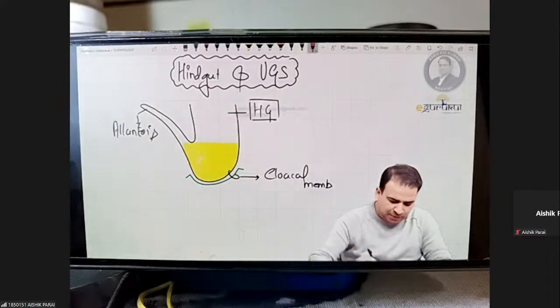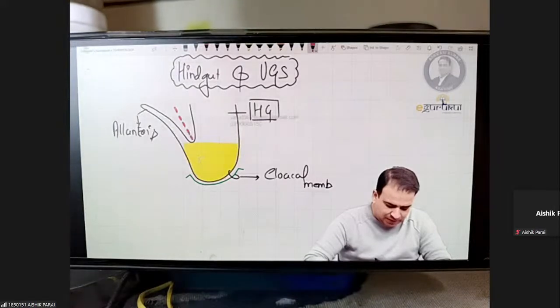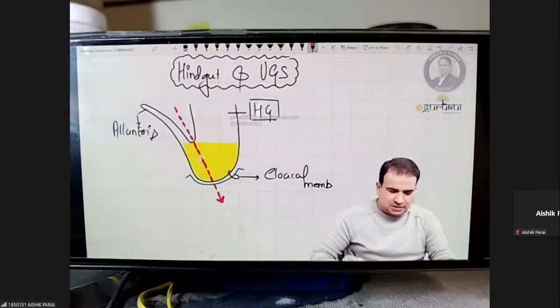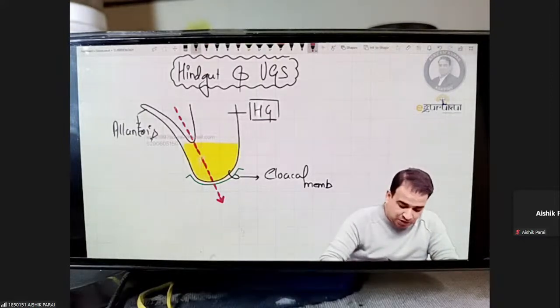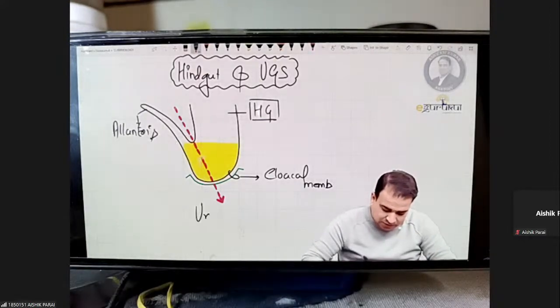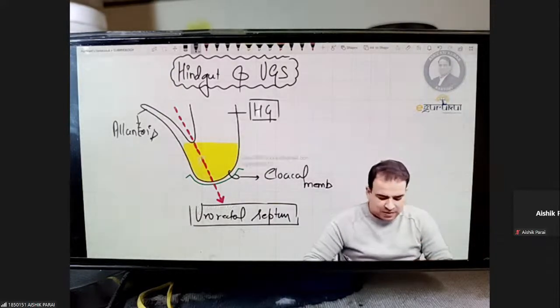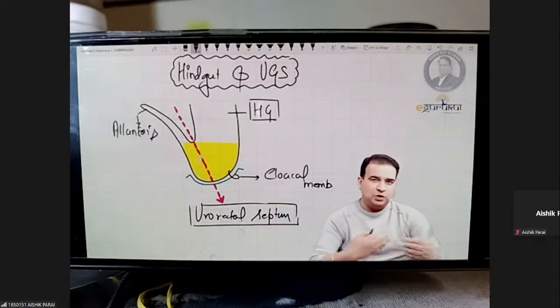So what is now going to happen? There is a septum which will develop. Now look at this arrow here that is representing the septum. The septum will grow and this divides the cloaca in two parts. That's how it is going to grow. And this septum is made up of extra embryonic mesoderm. The septum is called as urorectal septum. It is dividing the future urinary bladder from the future rectum and anal canal. So we call it urorectal septum.